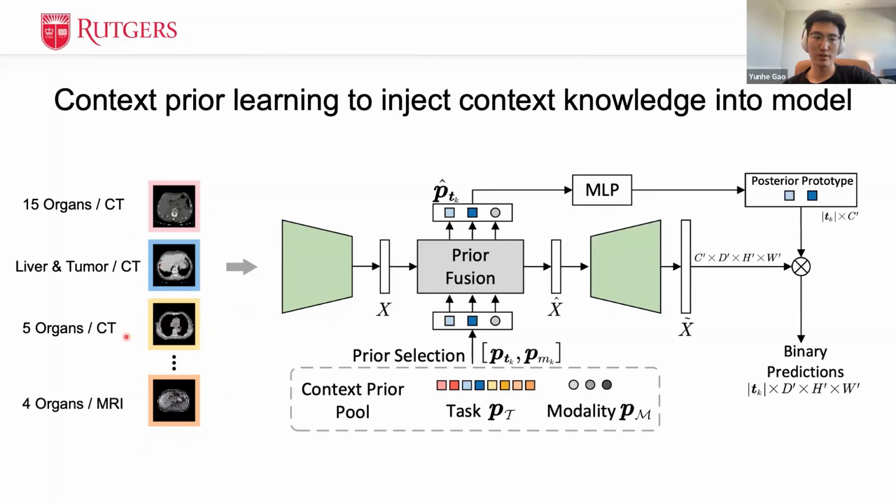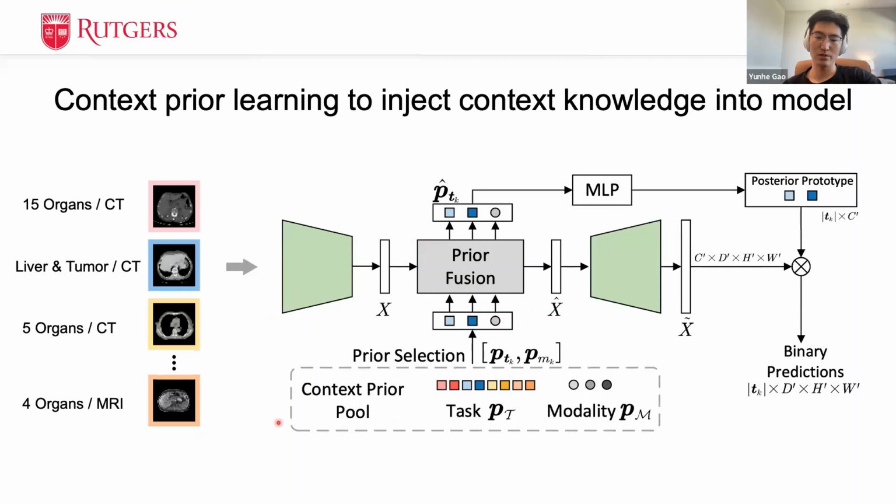The inputs are images from different datasets, which can have different annotated categories and imaging modalities. Our method consists of two main components, the backbone and the task-specific context prior pool. The backbone, which is the green block here, is shared among all the tasks. It includes an encoder and a decoder. The role of this backbone is to work as a universal feature extractor whose goal is to encode the images into meaningful feature representations. And this backbone can be any segmentation model like UNet or other transformer-based models.